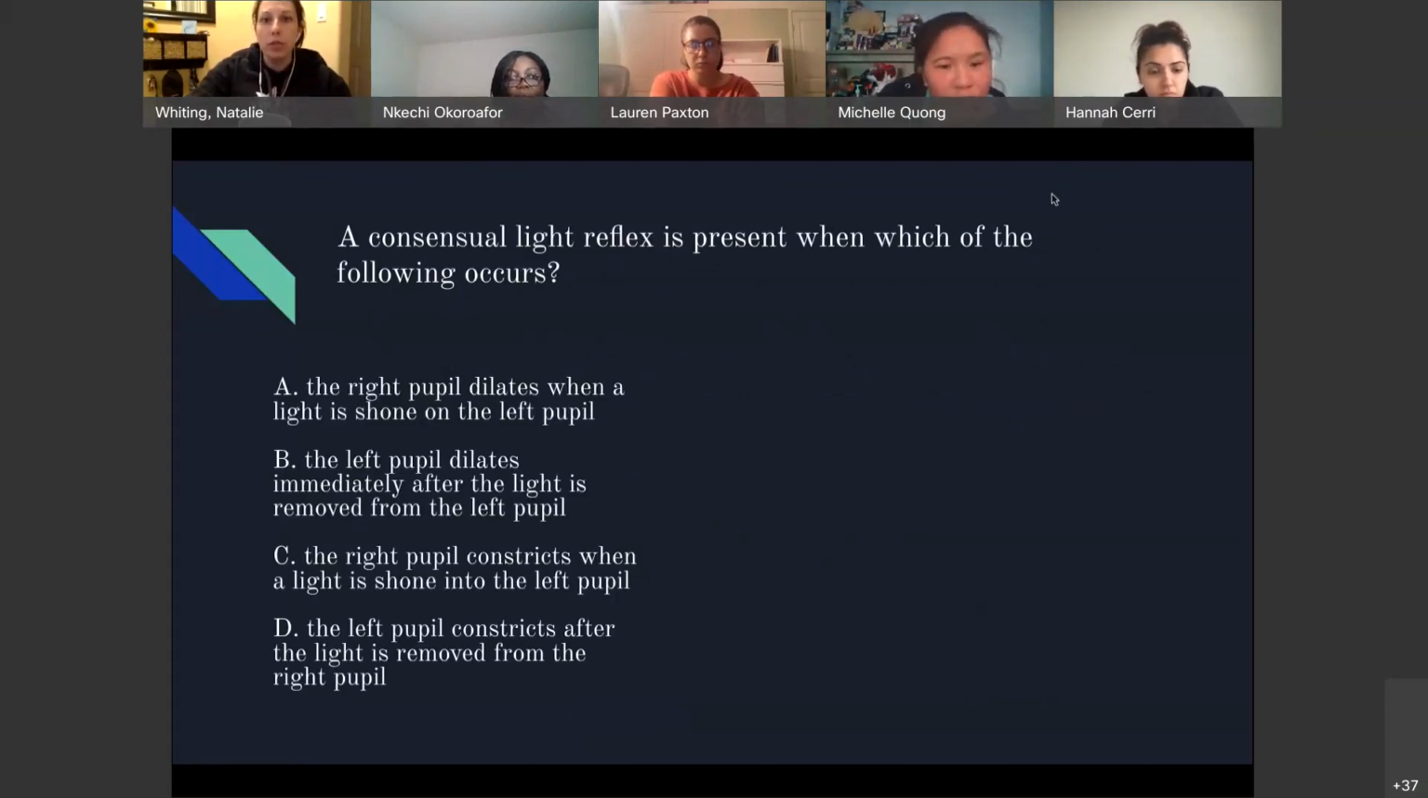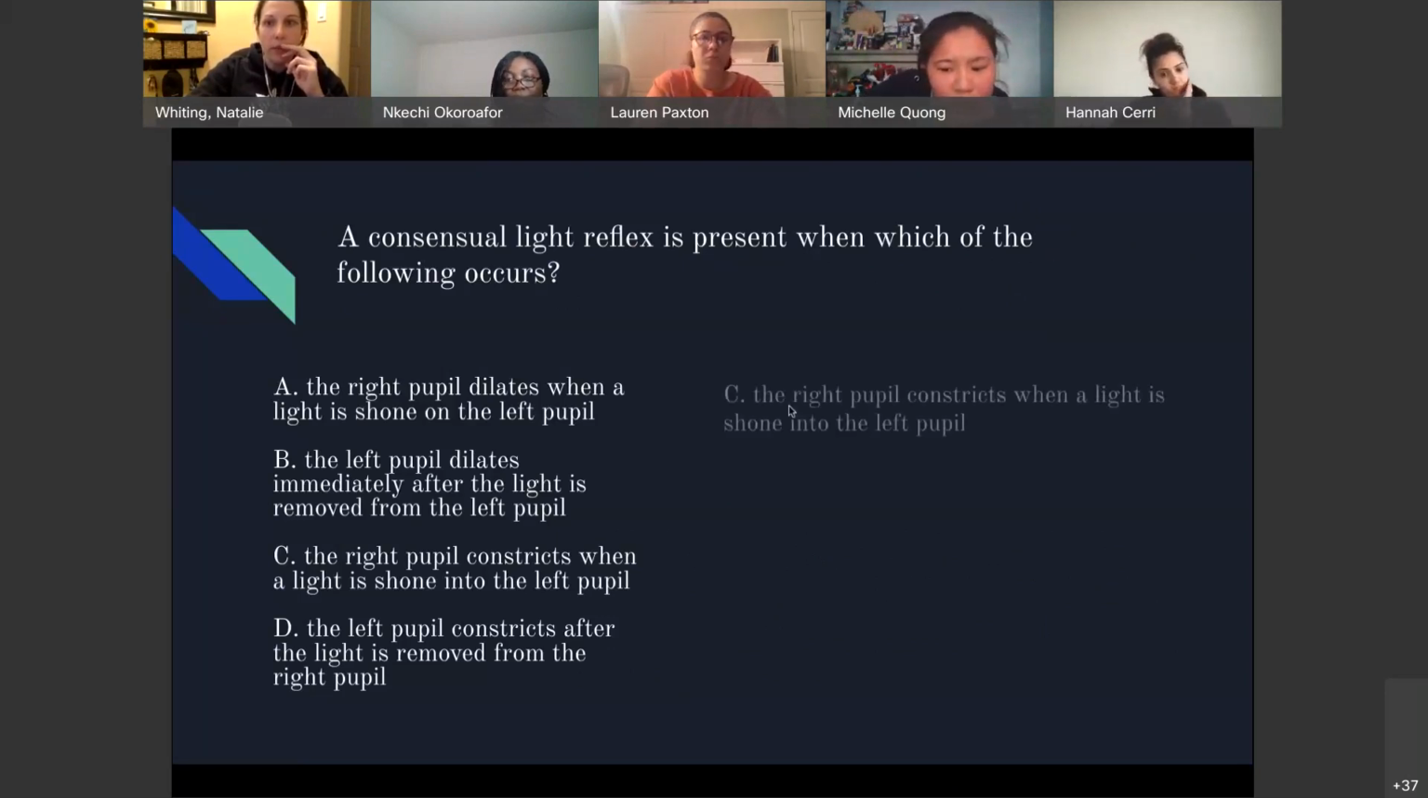Okay, so a consensual light reflex is present when which of the following occurs? A, the right pupil dilates when light is shown on the left pupil. B, the left pupil dilates immediately after the light is removed from the left pupil. C, the right pupil constricts when a light is shown into the left pupil. D, the left pupil constricts after the light is removed from the right pupil. Good job, because I went over that one.